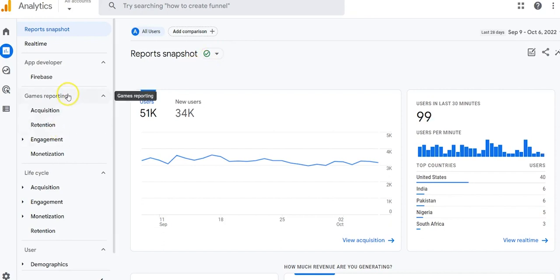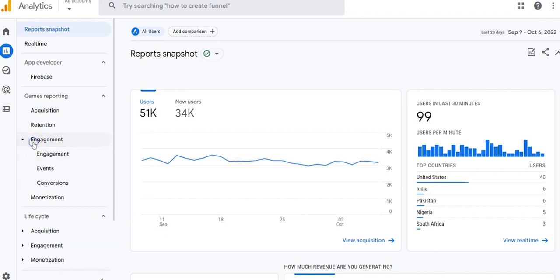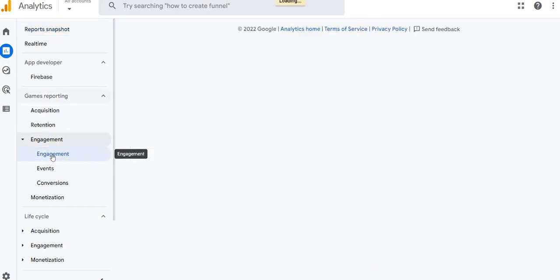We have some games reporting where we're looking at engagement here. We also have life cycle engagement. So those are two different areas that we want to look at. Let's start by expanding our engagement to understand what it is we're trying to ask here. So we know we have the app and the game. Let's see how people are engaging with our overall game content.